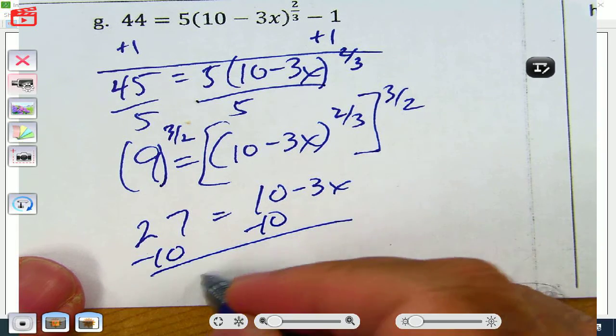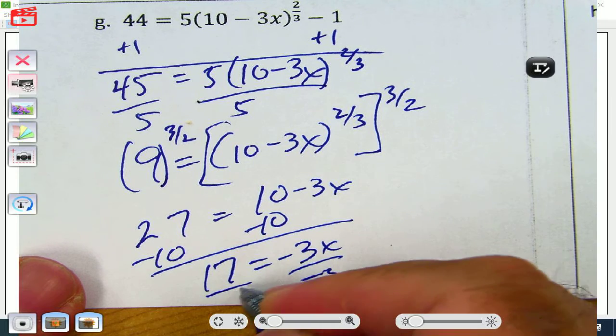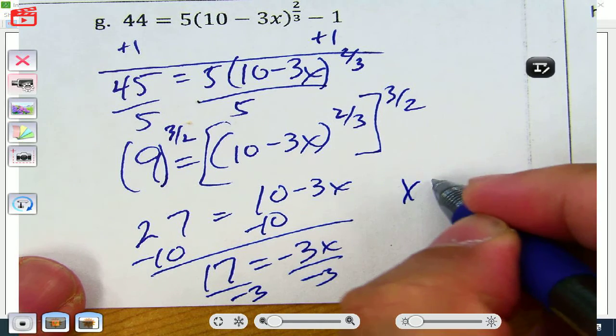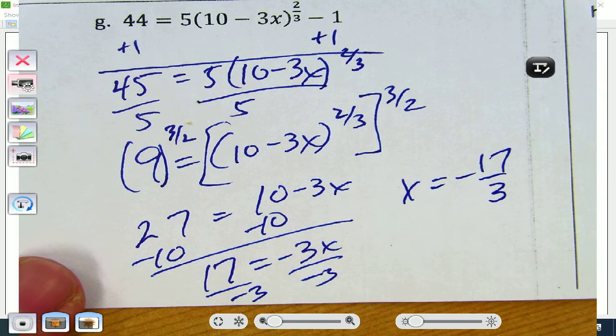This one gets not a pretty answer, but it's okay. So I got x equals negative 17/3. And we can leave it at that. Oh, I thought we were doing decimals. No, I prefer fractions. Fractions are your friends, because you can do a lot more with fractions.